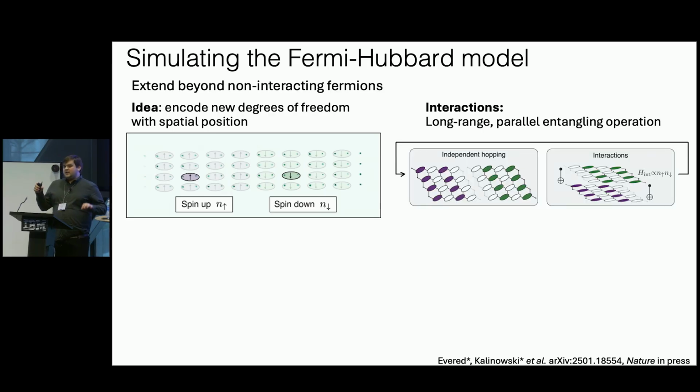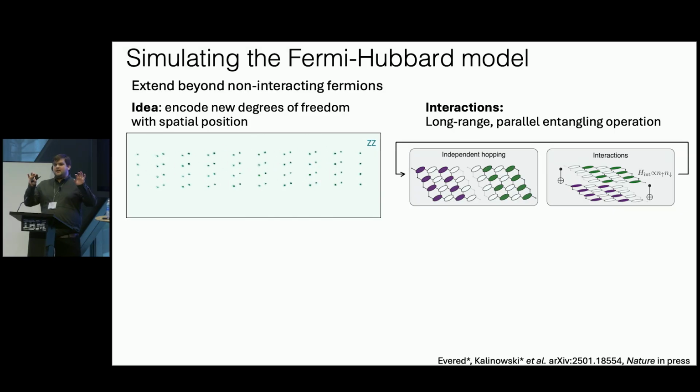And then we can have either independent hopping of fermions within the two halves of the system, or, using this long-range atomic motion, we can couple the two halves of the system by moving them on top of each other and applying parallel entangling gates between pairs of qubits between these two halves. And repeating this independent hopping and interactions, we can again have this Floquet implementation of a full Fermi-Hubbard model, where you have both hopping terms and interaction terms. And so this is how it looks.